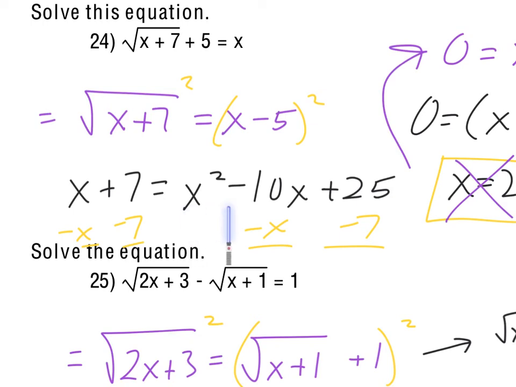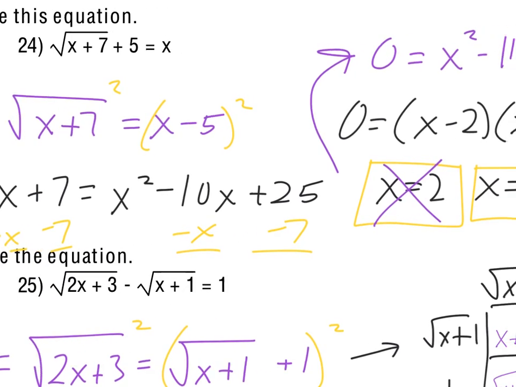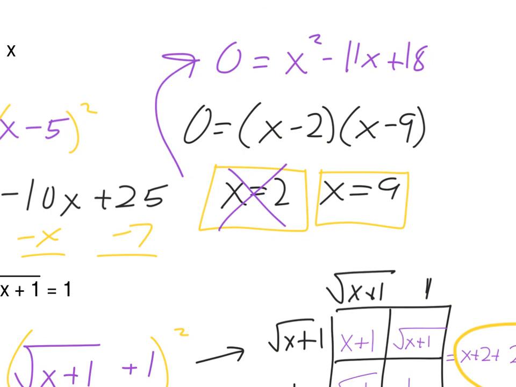We do end up with a quadratic equation, so we do want everything on the same side. That's why I subtracted the x and the 7. When we do that, we get x squared minus 11x plus 18. That does factor as x minus 2 and x minus 9, which would then leave us with solutions of 2 and 9. Now, spoiler alert, the x equals 2 is an extraneous solution.